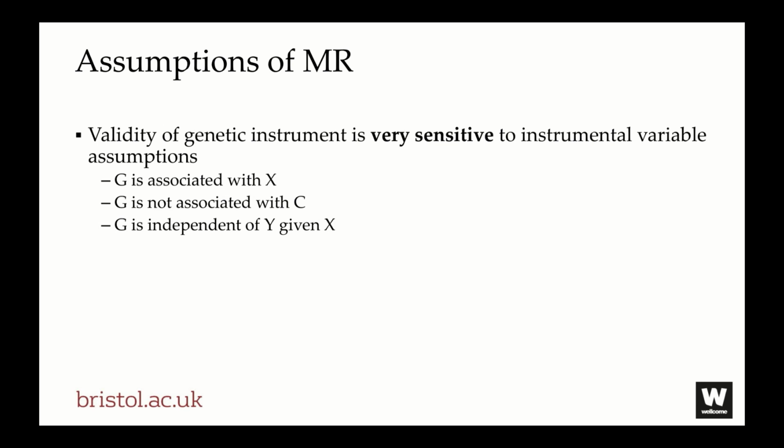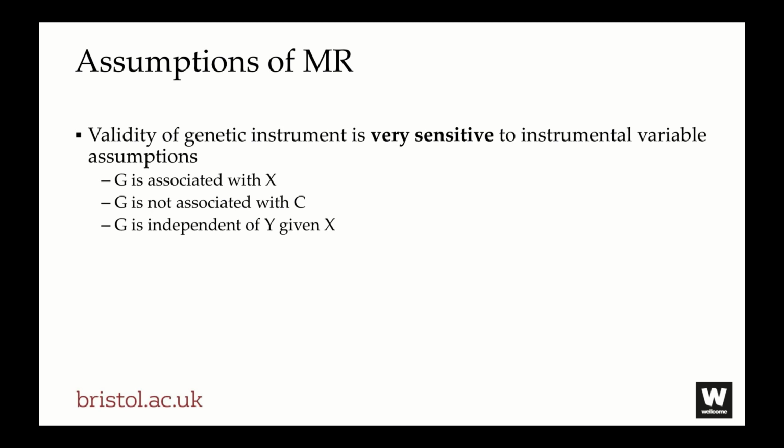So I've talked very briefly about the framework, some of the methods that we can use, and I just wanted to talk about, first of all, how sensitive Mendelian randomization is to those three main assumptions, and then go on to some of the limitations that we need to think about when we're applying this method in real life.